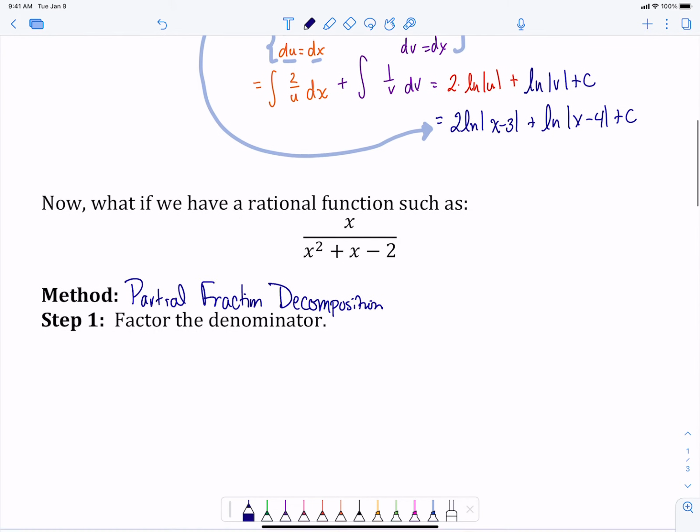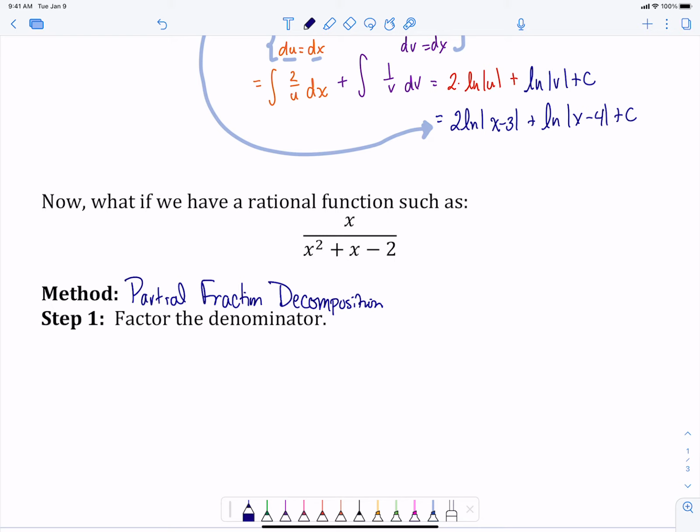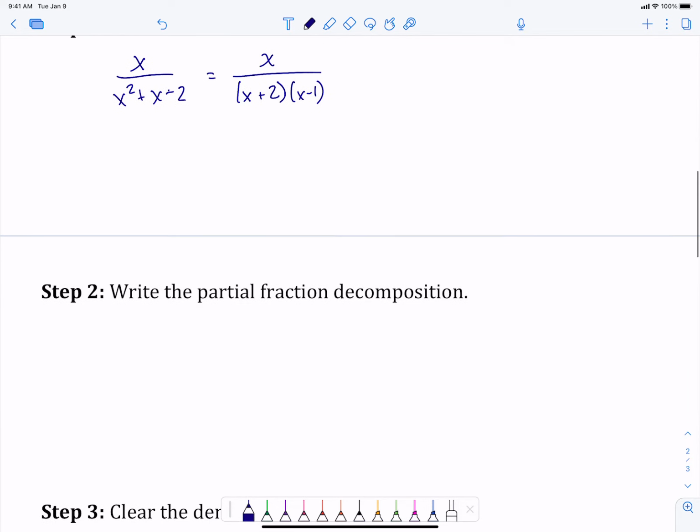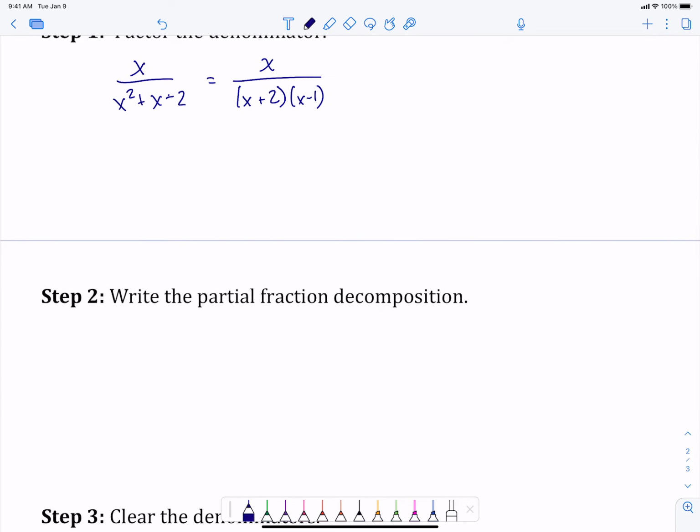So our first step on this is to take our denominator and factor it. So we're starting with x squared plus x minus 2 in our denominator. All of our denominators will factor in some sort of way. Okay, there we go. So now we've got our denominator factored. That's that first step, all we have to do. Then the second part is to write the partial fraction decomposition.